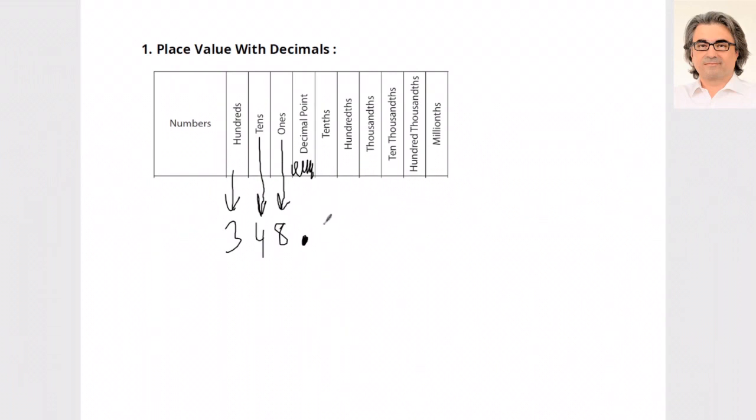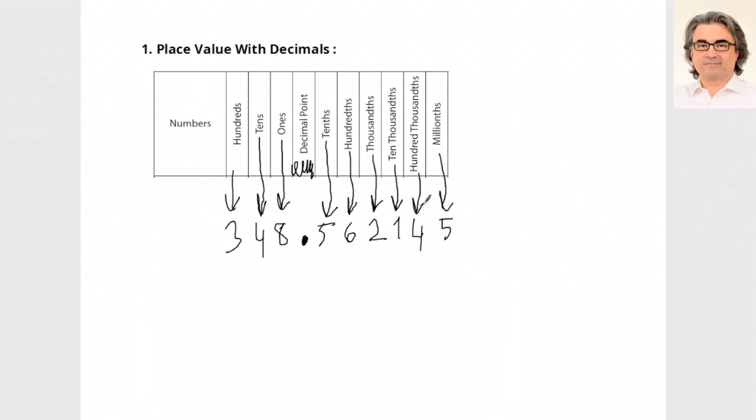Tenths. 5 tenths, 6 hundredths, 2 thousandths, 1 ten thousandths, 4 hundred thousandths, and millionths, 5, for example. So I have 5 tenths, 6 hundredths, 2 thousandths, 1 ten thousandths, 4 hundred thousandths, and 5 millionths.